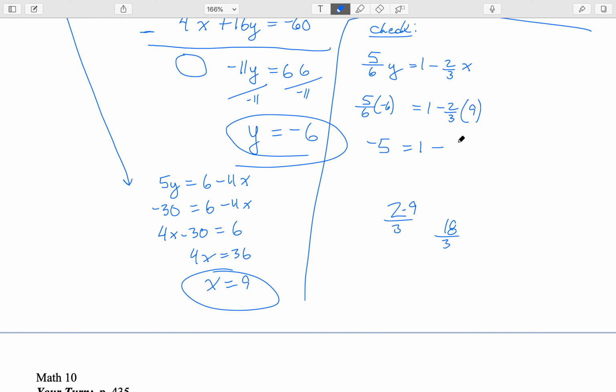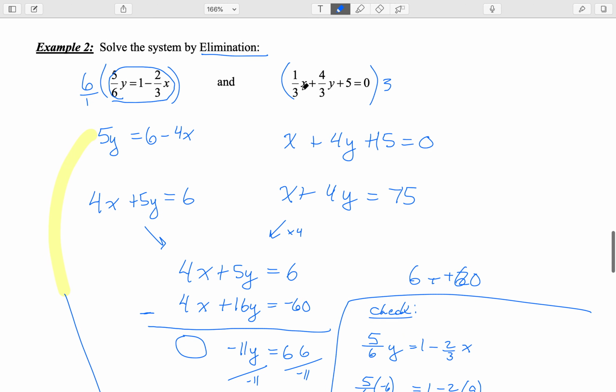18/3, which is 6. Guess what? It works. Oh yeah, negative 5 is 1 minus 6. Yep, negative 5 is equal to negative 5. It does work. To check it in the other one, the other one's going to work as well.